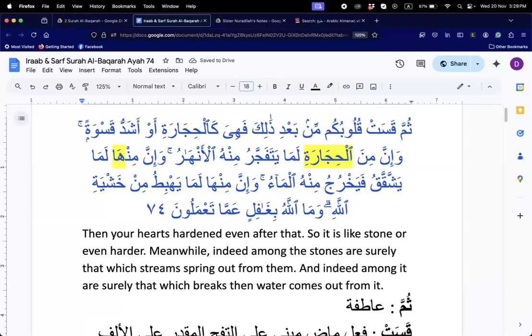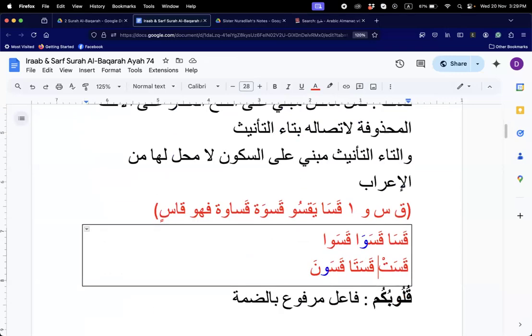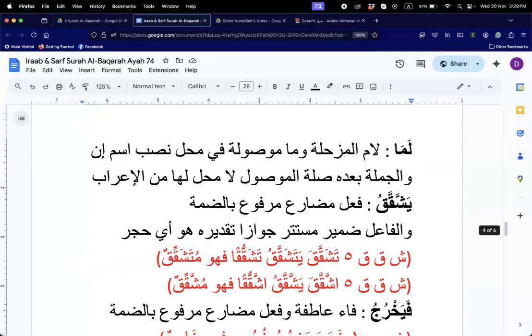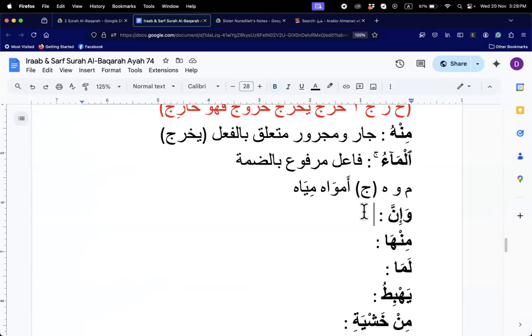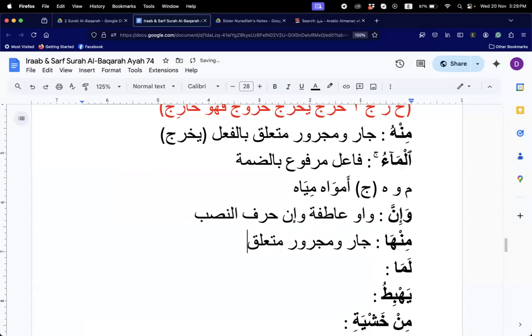Sister Jahanara. Again, what will the wow be? Wow will be atifa. Yes, wow is atifa. Inna is harf nasab. Minha: ha will be, min will be jar wa majrur. Jar wa majrur. So muta'alik to? Muta'alik bil inna. Khabar inna. Khabar inna also, yes, good.